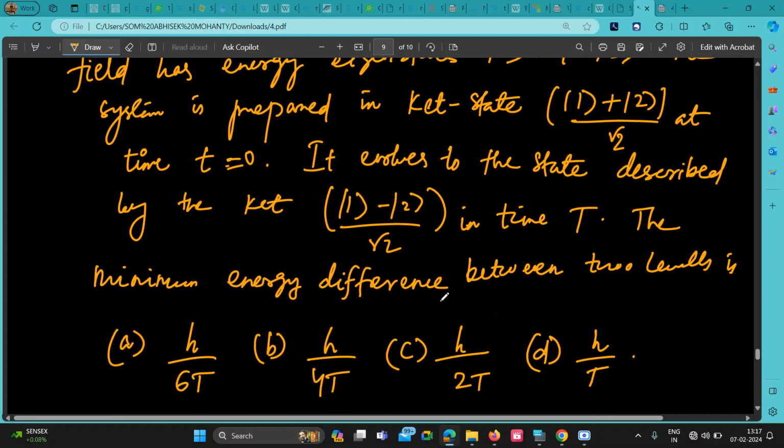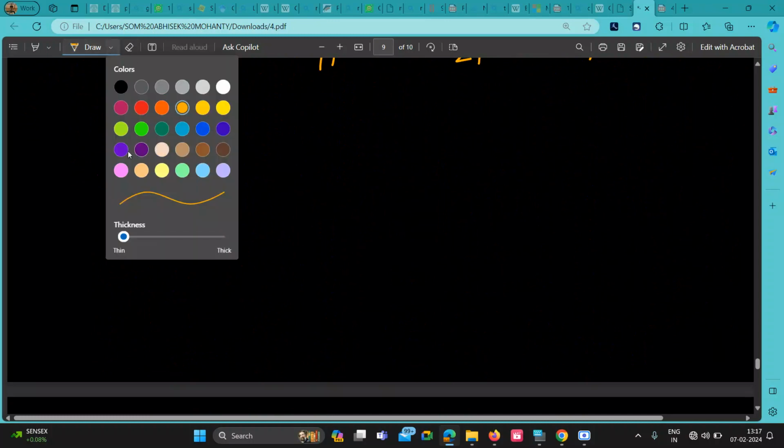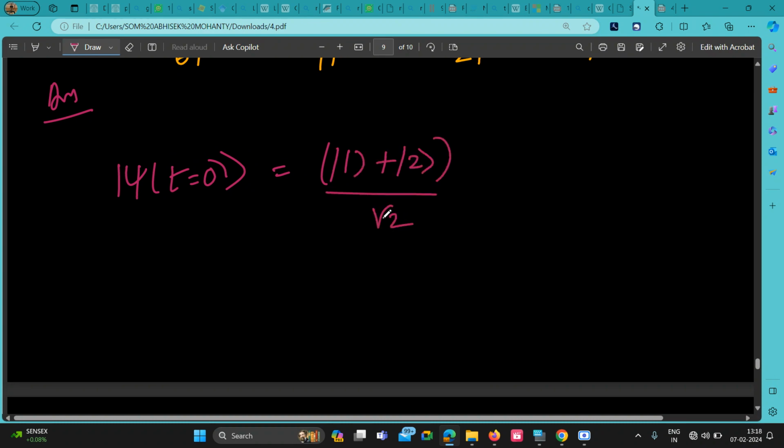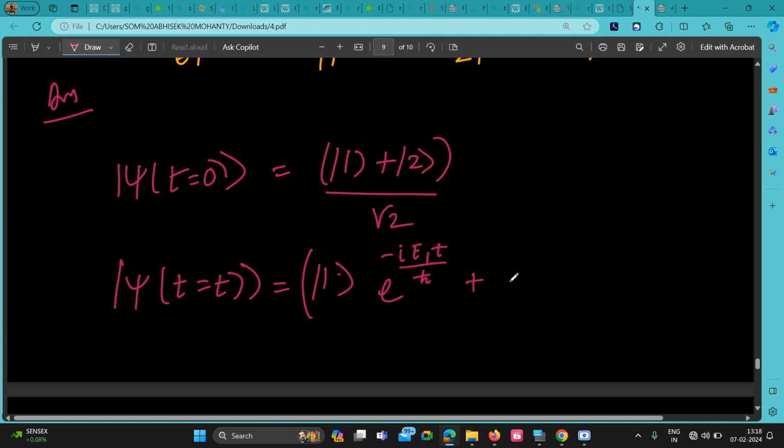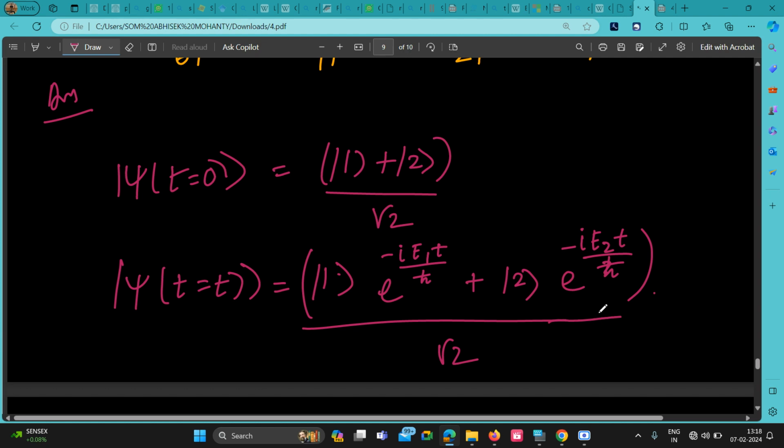Okay, spin-half particle in a uniform magnetic field. So if I do the solution, see, your ψ at t equal to 0 is how much? (|1⟩ + |2⟩)/√2. So ψ at time t will be |1⟩ e^(−iE1t/ħ) plus |2⟩ e^(−iE2t/ħ), by root 2. We know this is the time evolution of a wave function.